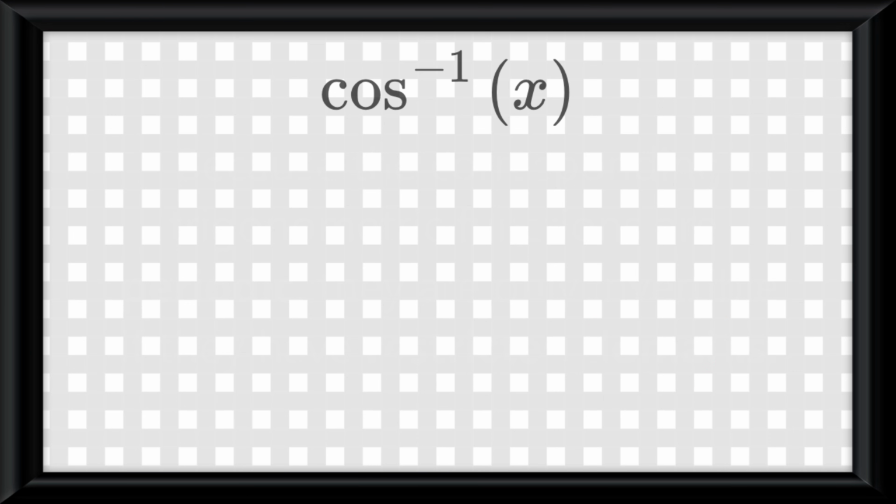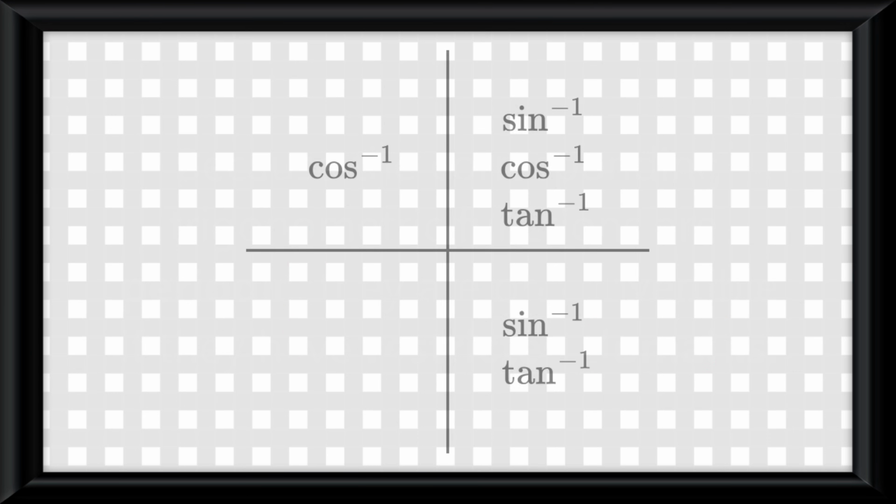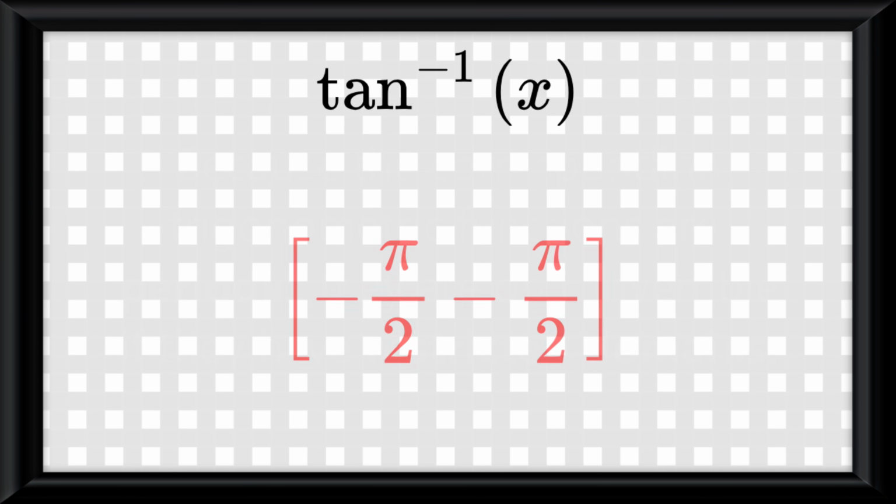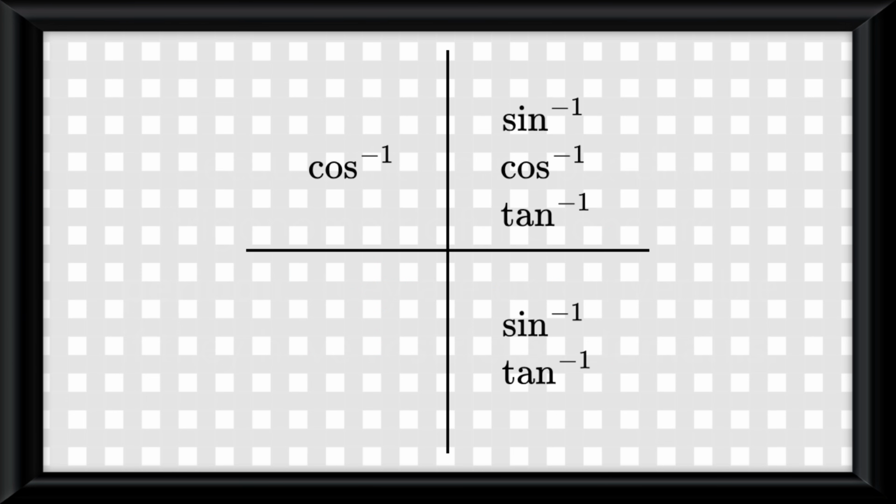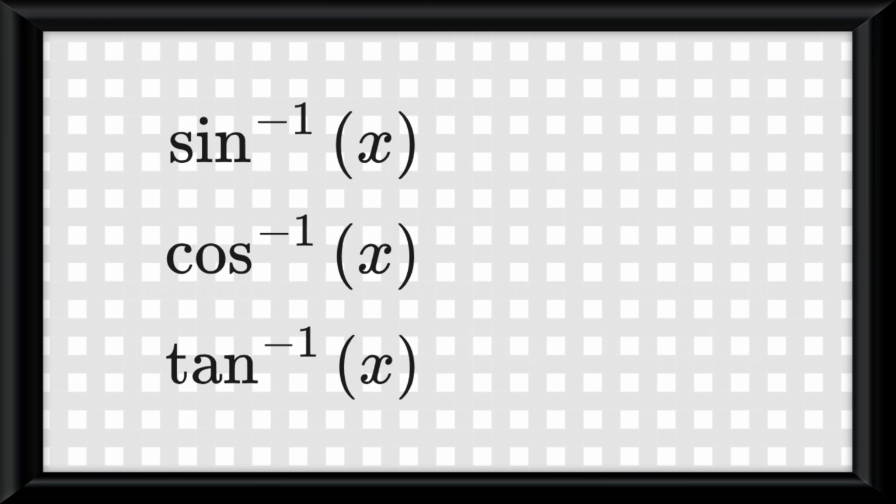The restricted domain of cosine is 0 to pi, or the way I like looking at it, quadrant 1 and 2. And the restricted domain of tangent is negative pi over 2 to pi over 2, or once again, quadrants 1 and 4. Now, I don't want to confuse you. If you see an inverse function, you can assume it will always be solved within their restricted domains.